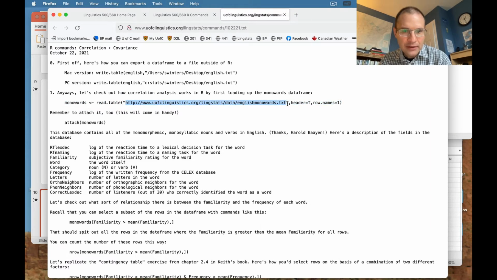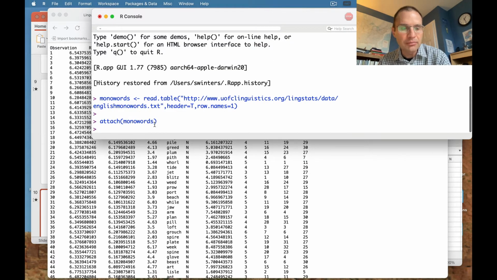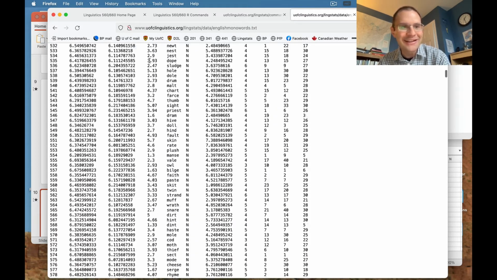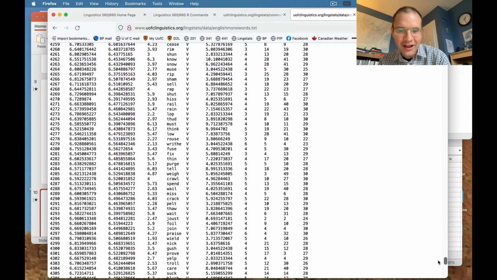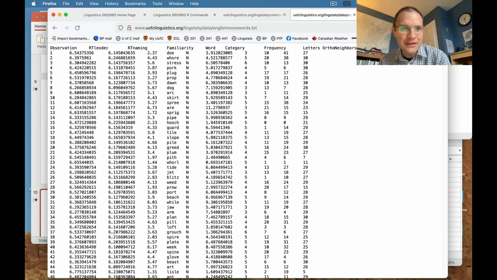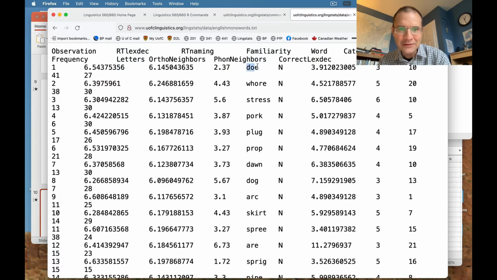Just by putting this link up here in the Firefox browser I've got open. So I've loaded this all into a data frame called monowords, and I've attached the data labels inside of R, my console. But what you see here is a lot of data. And I kind of want to walk through each field and each line, what they mean. There's 4,568 all together. And these are all the monomorphemic, monosyllabic nouns and verbs in English.